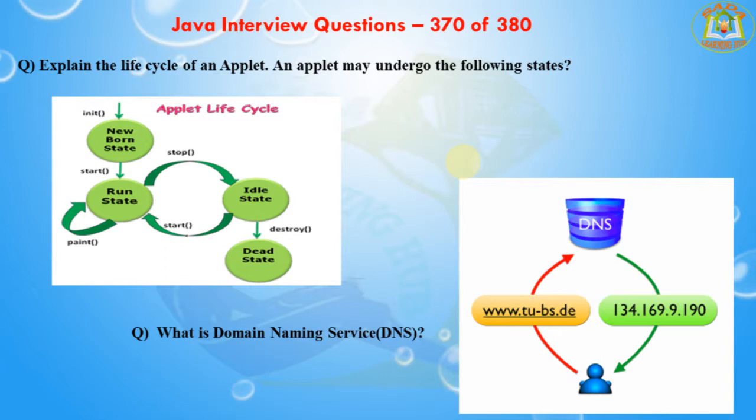The domain naming service means it is very difficult to remember a set of numbers to connect to the internet. Further, the domain naming service is used to overcome this problem. It maps one particular IP address to a string of characters. That is called the domain naming service.